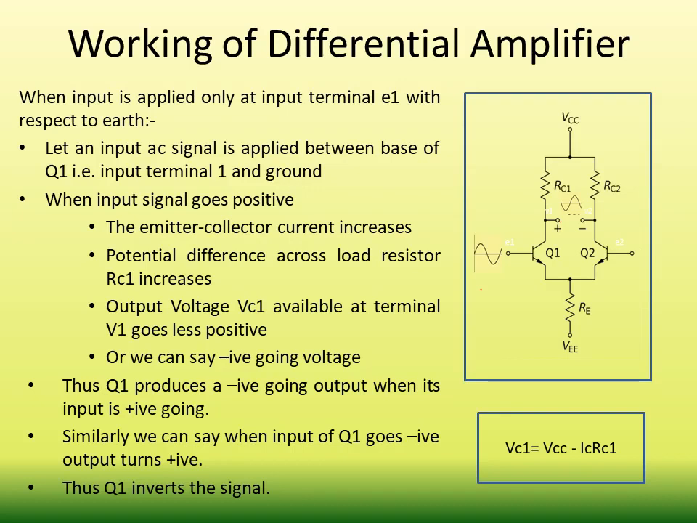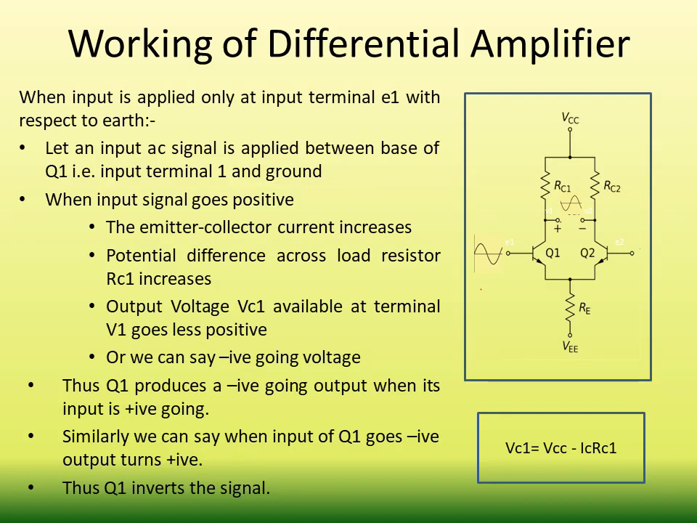This can be observed by the equation given below. Vc1 is equal to Vcc minus Ic Rc1. Thus we see that for a positive going signal, we obtain a negative going output voltage. Thus Q1 produces a negative going output when its input is positive. Similarly, when the input of Q1 goes negative, the output turns positive. Thus, Q1 inverts the signal. This behavior is typical of a common emitter amplifier.